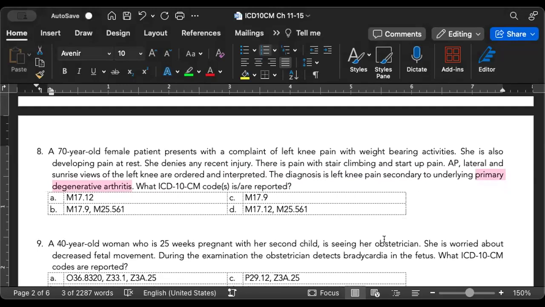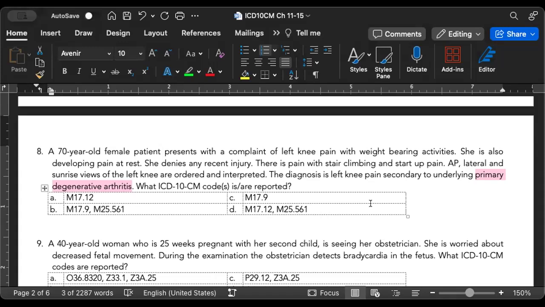So is our left knee pain also coded with the primary degenerative arthritis? Is it both, one or the other? Okay, so we've got some say the primary arthritis, some say both, some say left knee pain. Okay. Left knee pain and then primary after.